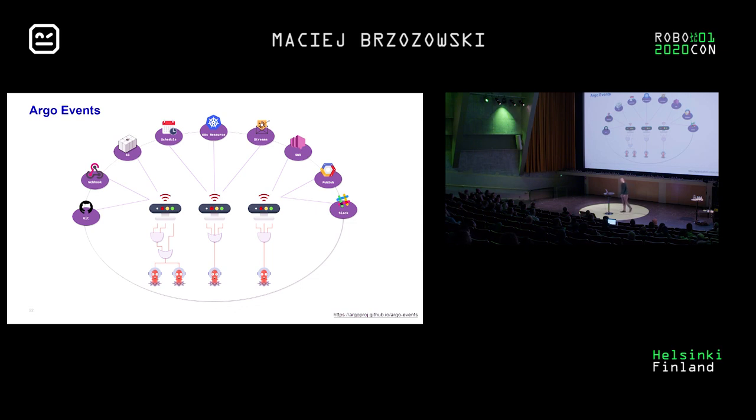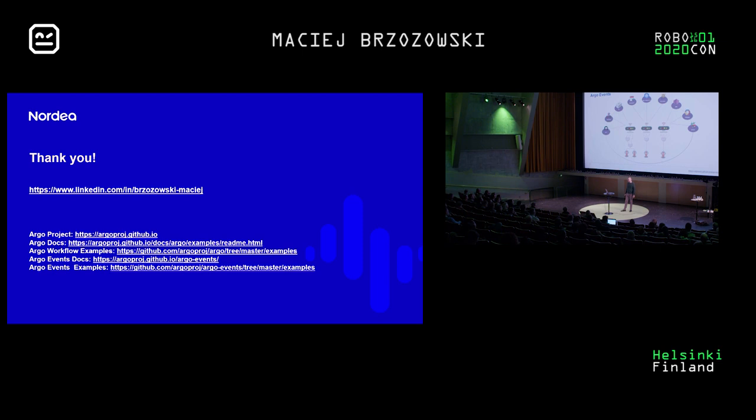And there are gateways that are waiting for these events. These events are dispatched to sensors, and sensors can have filters, because sometimes we can get events that we are not interested in, so we can filter them out. And we can provide some Boolean logic. And when the Boolean logic is evaluated as true, we can trigger a proper workflow. And at that point that will be it.